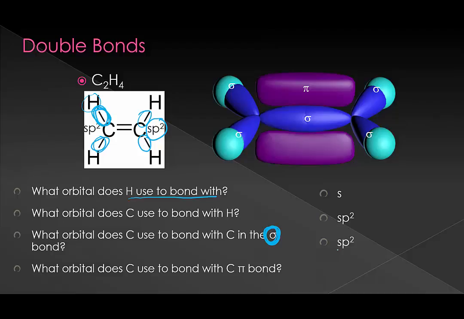What orbital does carbon use to form the bond with the other carbon in the pi bond? So now this is different because it's a pi bond. The pi bonds are always formed by the leftover p orbitals.